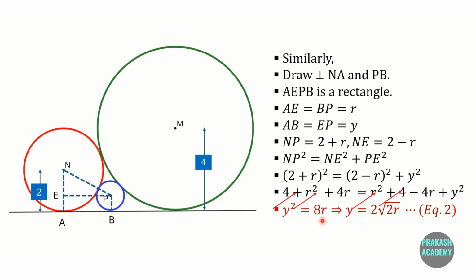So I will have y square equals to 8r. This means y is equal to 2 root 2r. So this is my equation 2. So we have found distance x, that is from point of contact of this circle to point of contact of this circle, in terms of small r. And y distance, that is point of contact of this circle to point of contact of this circle, in terms of r.